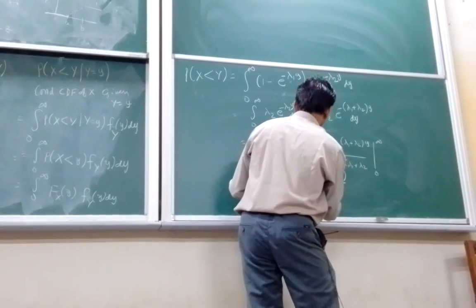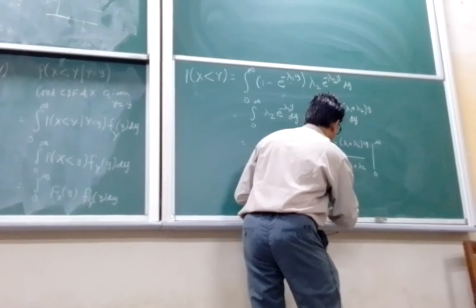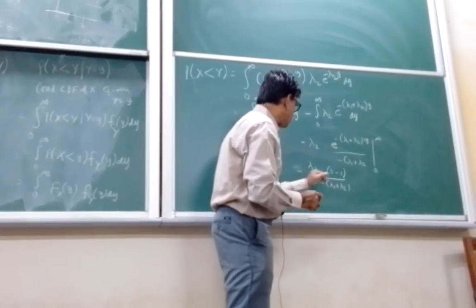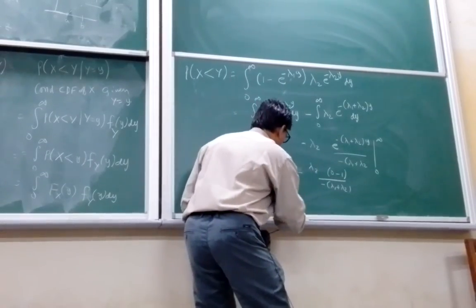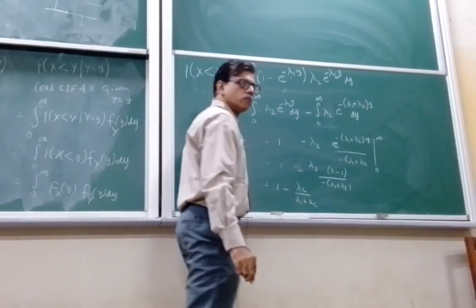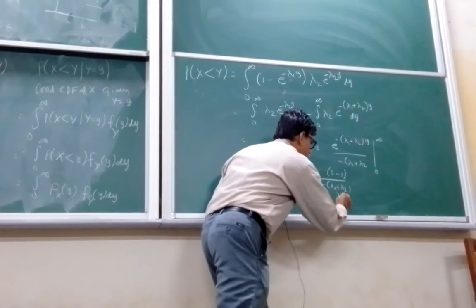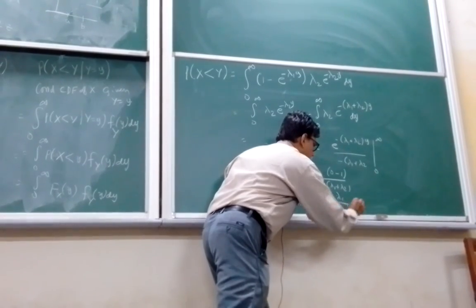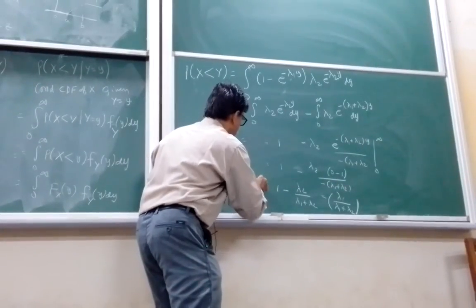So see, there will be 3 minuses. Minus lambda 1 plus lambda 2, I will put it retaining. So there will be 3 minuses. This minus 1 cancels, but this one again leads to this one. This will be 1 minus lambda 2 by lambda 1 plus lambda 2. That is equal to what? Lambda 1 by lambda 1 plus lambda 2. This is the probability that X is less than Y.